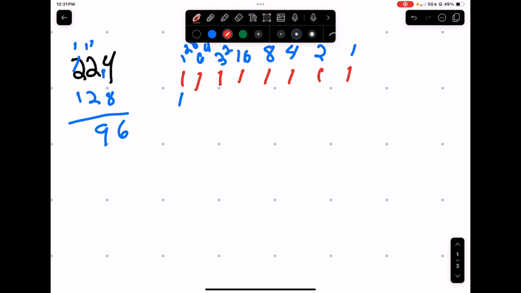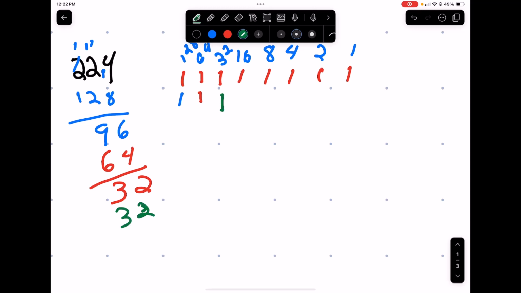Alright. Can we do 64? Well, yes, it is greater. So that's going to be a 1, and that leaves 32. Can 32 go into 32? Yes, it can. That leaves 0, so the rest would just be 0, 0, 0, 0, 0. There you go. Not too bad, gang, right?